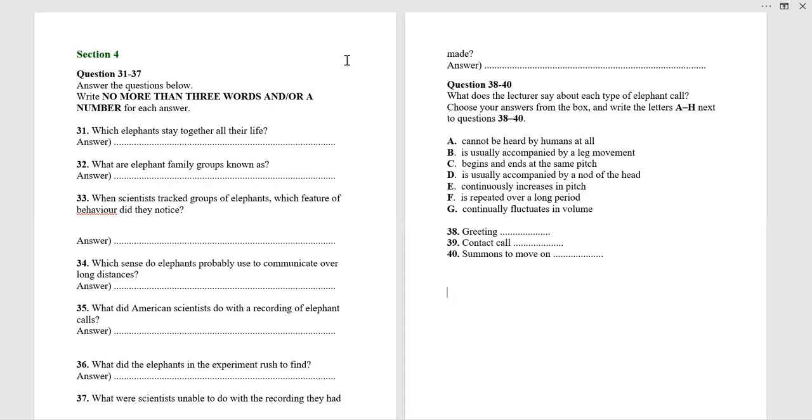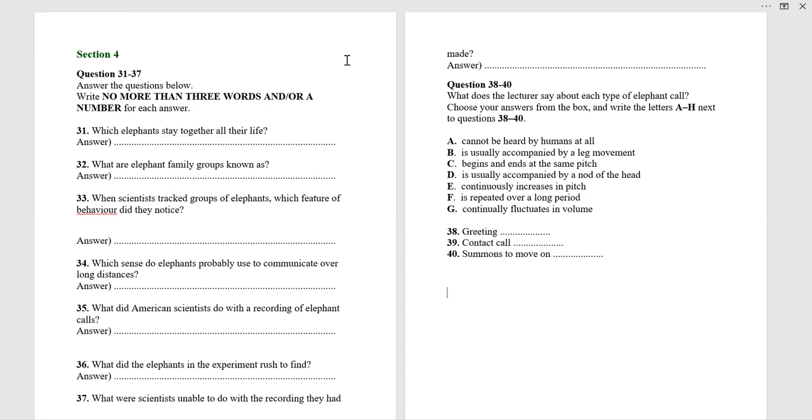Coordination is the feature about the behavior they noticed when they tracked groups of elephants. 34 is hearing. That's right. 35 is broadcast it. Yes. So for 35, what did American scientists do with the recording of elephant calls? They broadcast it.